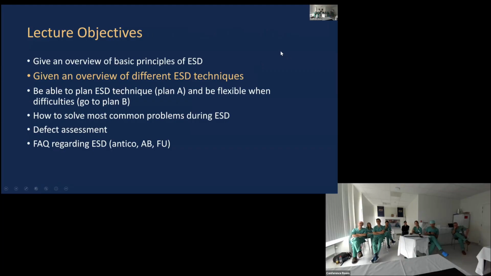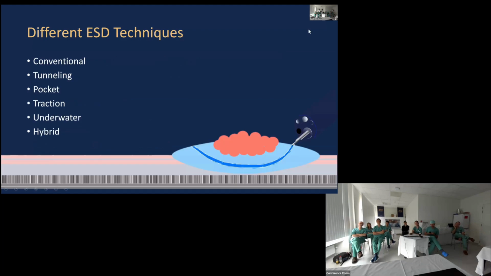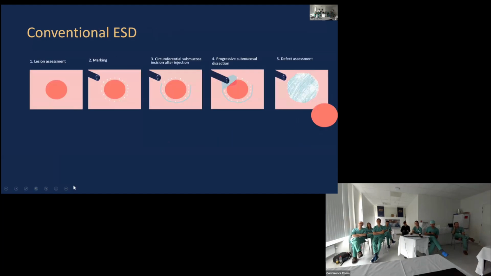Okay, I will go through the different ESD techniques. The first one is the conventional ESD, where you have your lesion, you mark it if you're in the upper GI or even in the lower GI, you do your injection all around it, and you do a circumferential submucosal incision, and then you progressively dissect until you have your lesion entirely en bloc.